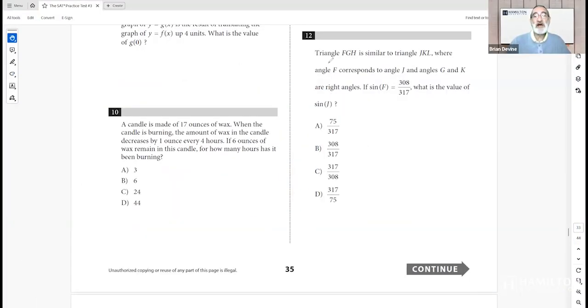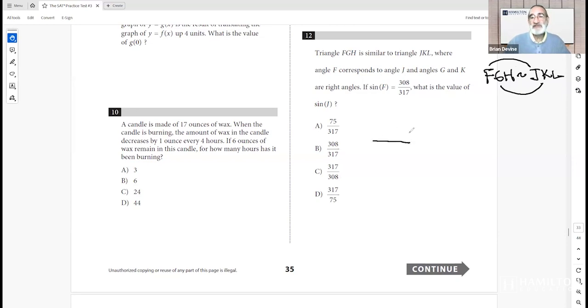Question 12. Triangle FGH is similar to triangle JKL, where F corresponds to J, so FGH similar to JKL, and F corresponds to J, and G and K are right angles. So I could sketch those. That's not too hard to do.